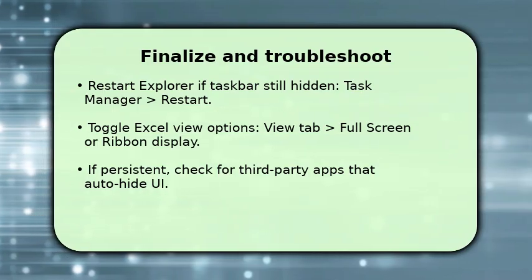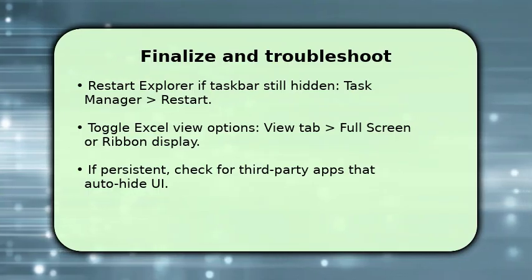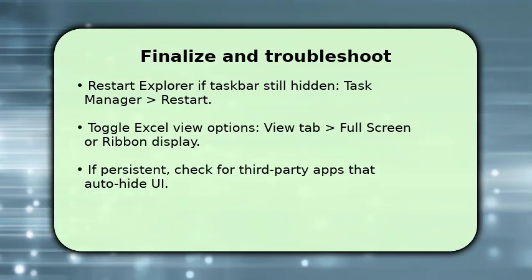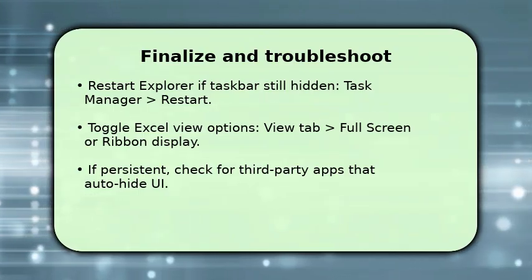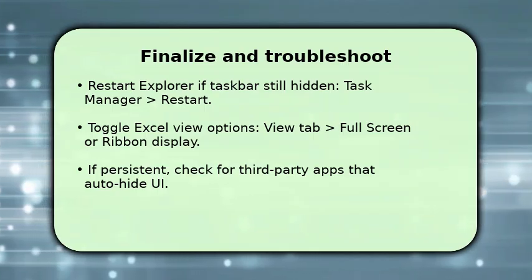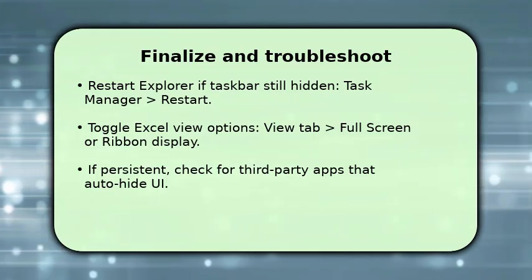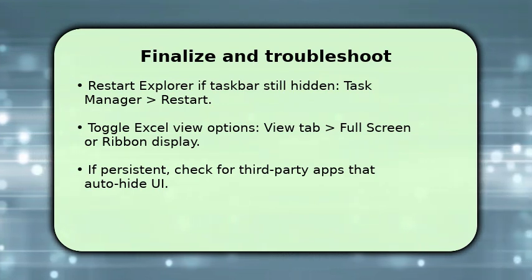Make sure Excel's own view options aren't forcing a full-screen presentation. Use the View tab to toggle full screen or the ribbon display. If the taskbar still hides, suspect third-party utilities or multi-monitor drivers that auto-hide UI. Close those apps or update drivers. This single troubleshooting tip, Restart Explorer, resolves most lingering visibility issues quickly.